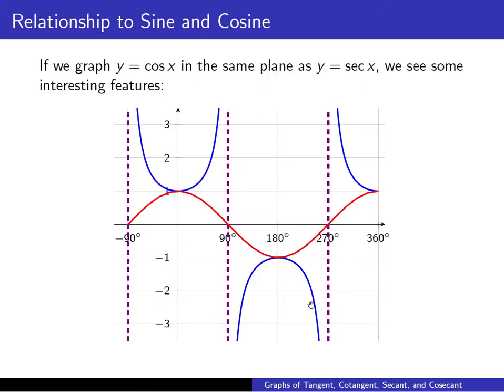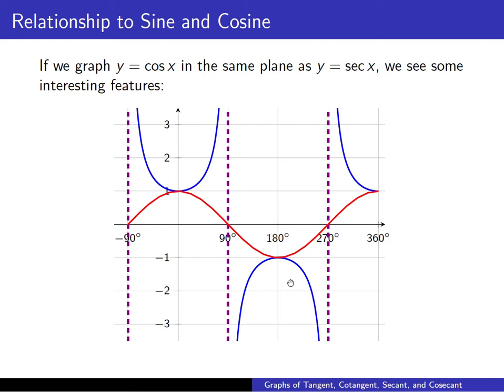If we look at the graph of y equals cosine of x and place it in the same graph as secant, we see some interesting features. In blue, I have the graph of secant with the vertical asymptotes, and in red is the graph of cosine of x. Notice wherever cosine had a maximum value, that's the bottom of a secant's smile. Wherever cosine had a minimum value, that's the top of a secant's frown. And wherever cosine crosses the x-axis, that's where we have a vertical asymptote. That's based on the nature of the relationship between secant and cosine, where the secant graph in blue is the reciprocal of the graph in red.